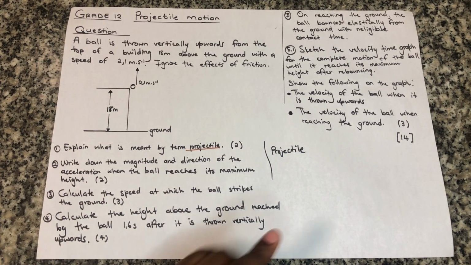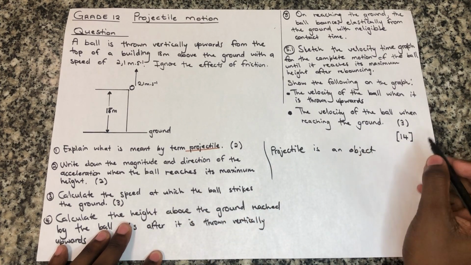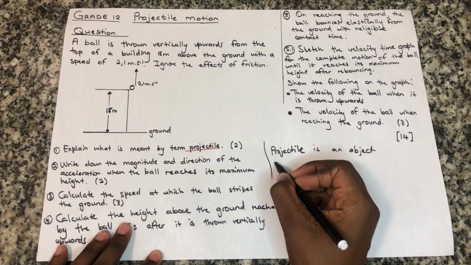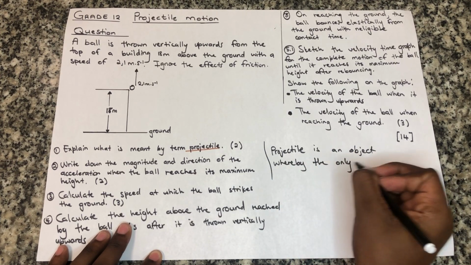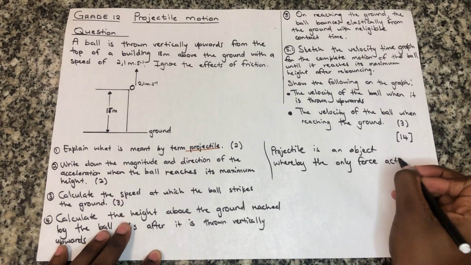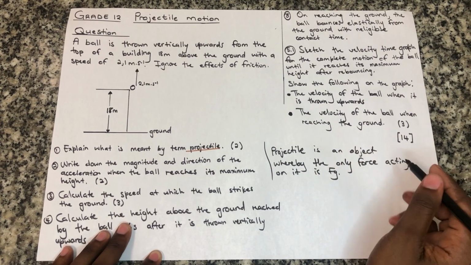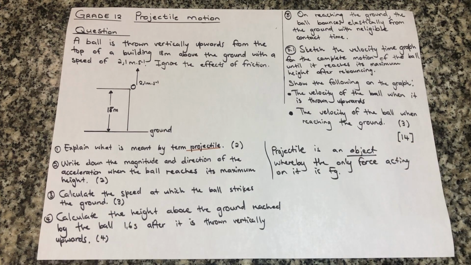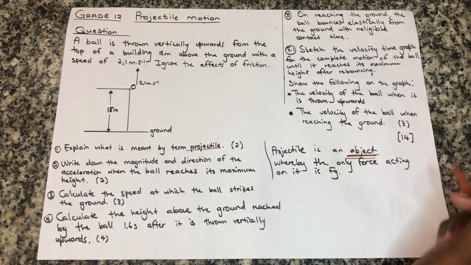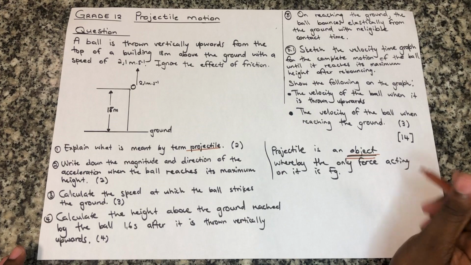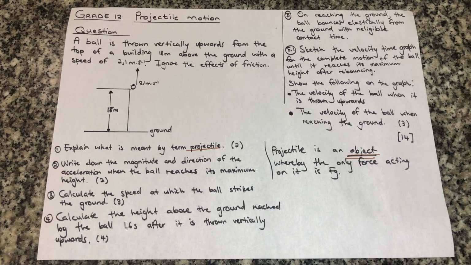So a projectile is an object whereby the only force acting on it is gravitational force. And remember that this particular object has initial velocity in this context. So that's a projectile: an object whereby the only force acting on it is gravitational force, and that object has initial velocity. Hope everyone understands. Okay, let's move to number two.